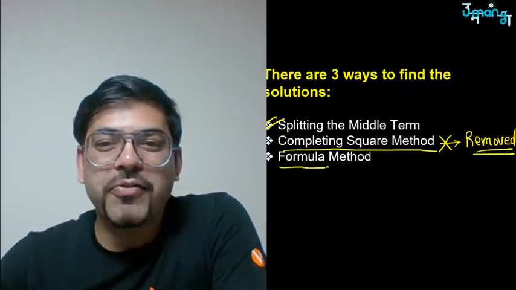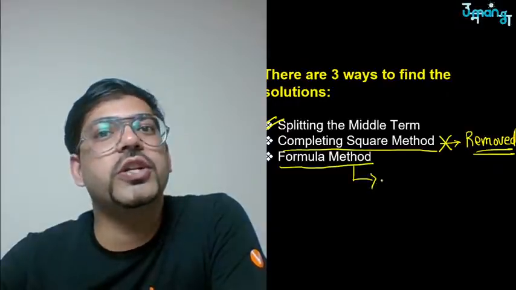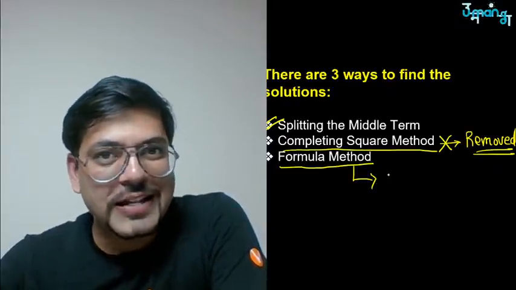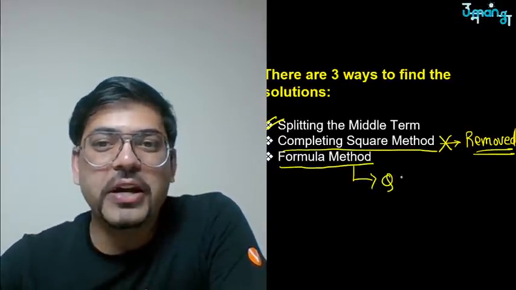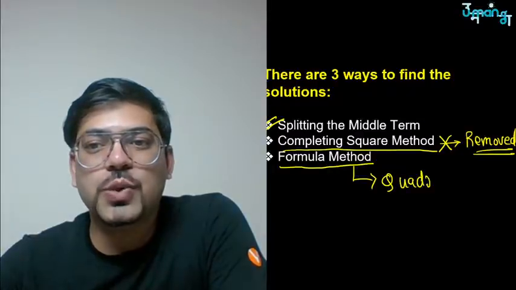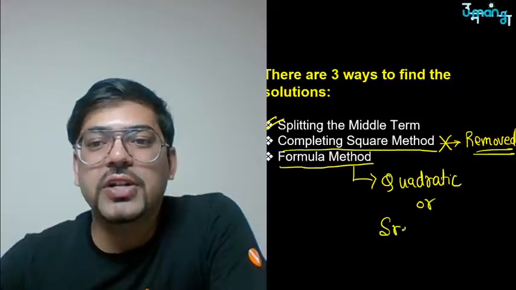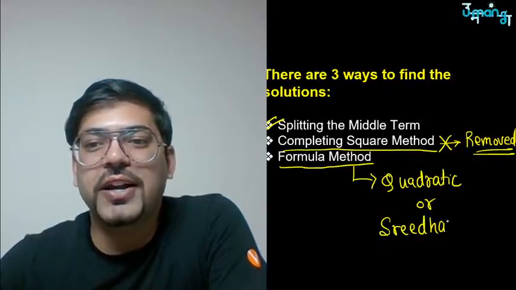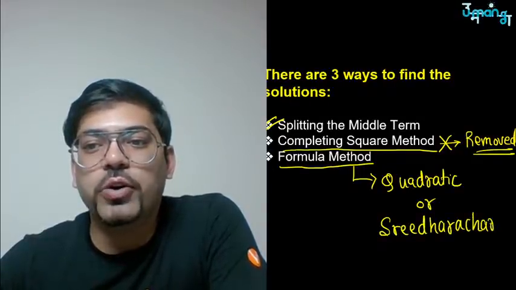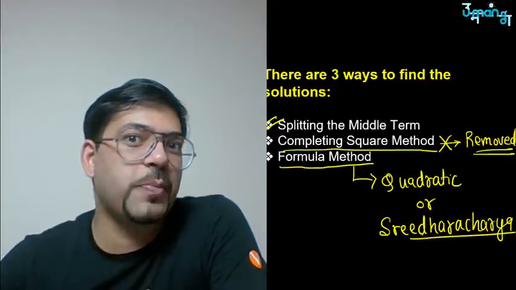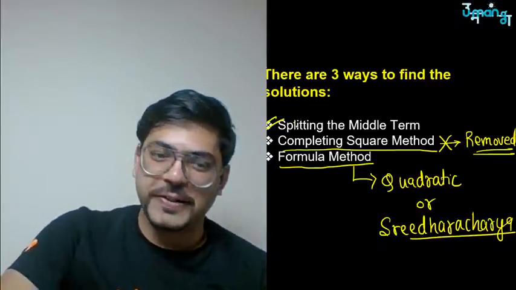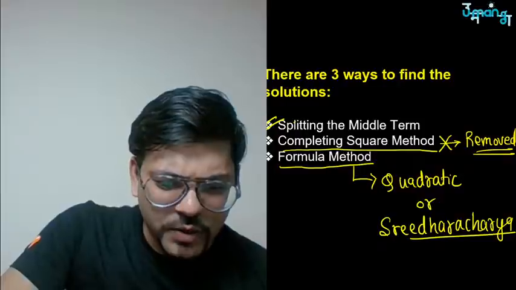And the next method will be the formula method. So this I am going to teach you, not in today's class, but in this chapter. From here you will get a formula which is also called the quadratic formula, or the Sridharacharya formula. So I will be teaching you this formula as well as the splitting of the middle term.